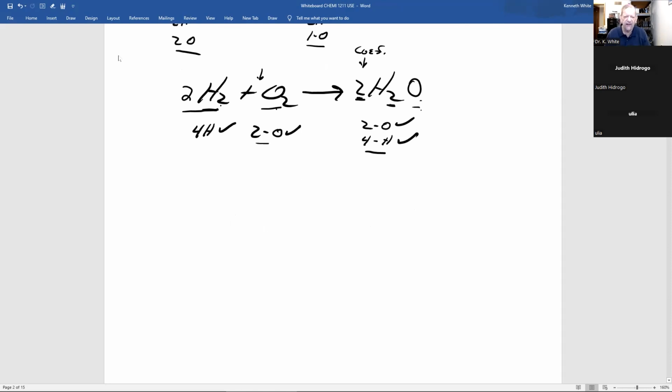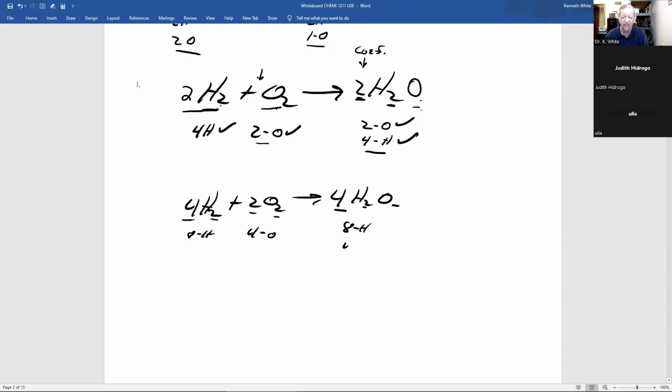Now, an important thing is the coefficients should always be the lowest ratio. If you can divide all of the coefficients by one number and get whole numbers, you should. You shouldn't be able to divide the coefficients by the same number to get whole numbers. What I mean by that is we could have this. And if you notice, I have 8 hydrogens. How do I get that number? 4 times 2. And this side, 2 times 2, 4 oxygen. And here, 4 times 1, 4 oxygen.